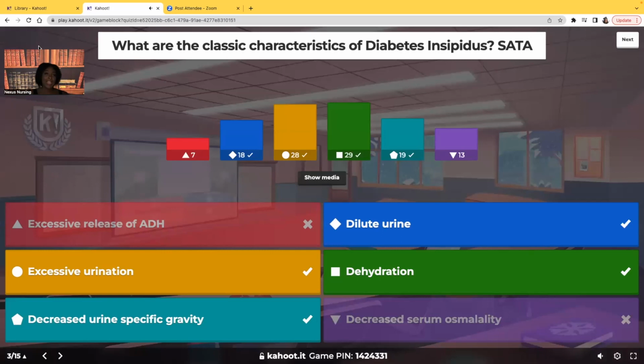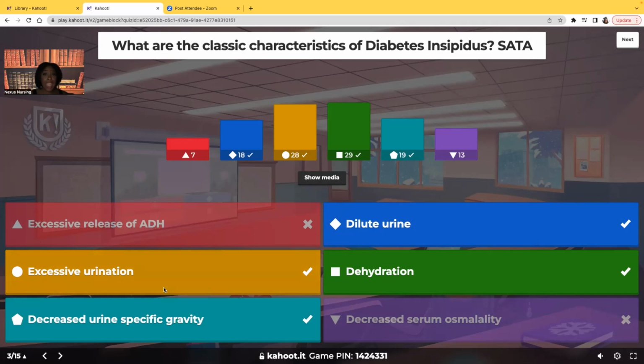Okay. Let's go over this. So the classic characteristics of diabetes insipidus. Remember, in diabetes insipidus, the patient's urinating all over the place because they don't have enough ADH. Correct answer. Dilute urine. Yep. Even though they're urinating all over the place, that urine is dilute. The specific gravity is low. Why? All of the solutes stayed in the bloodstream.